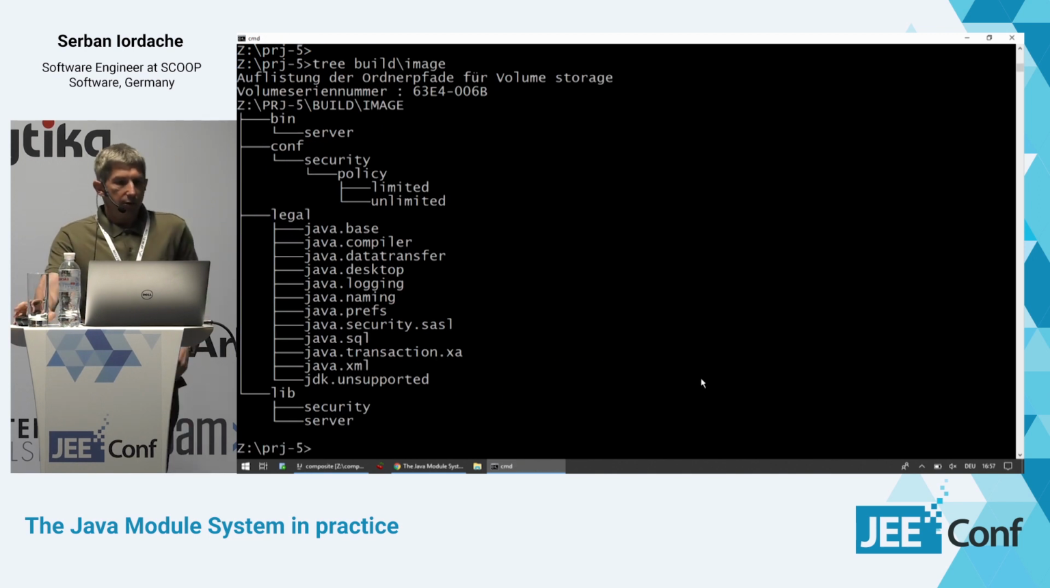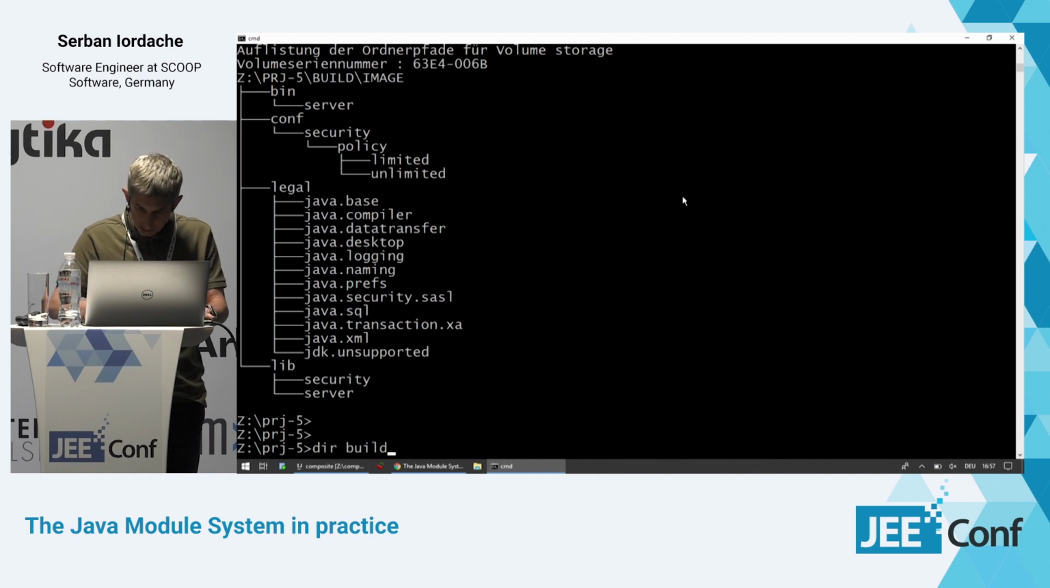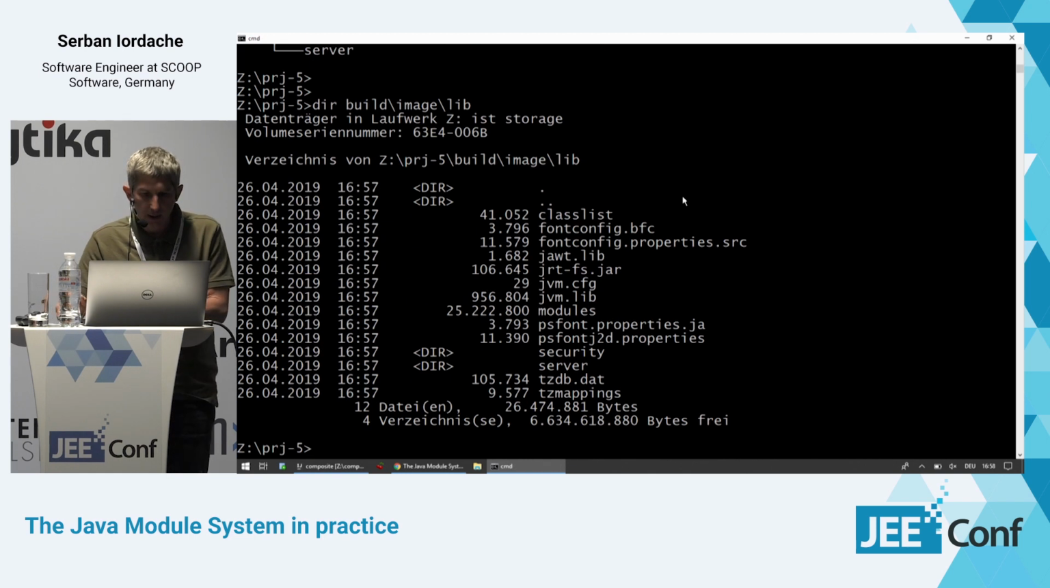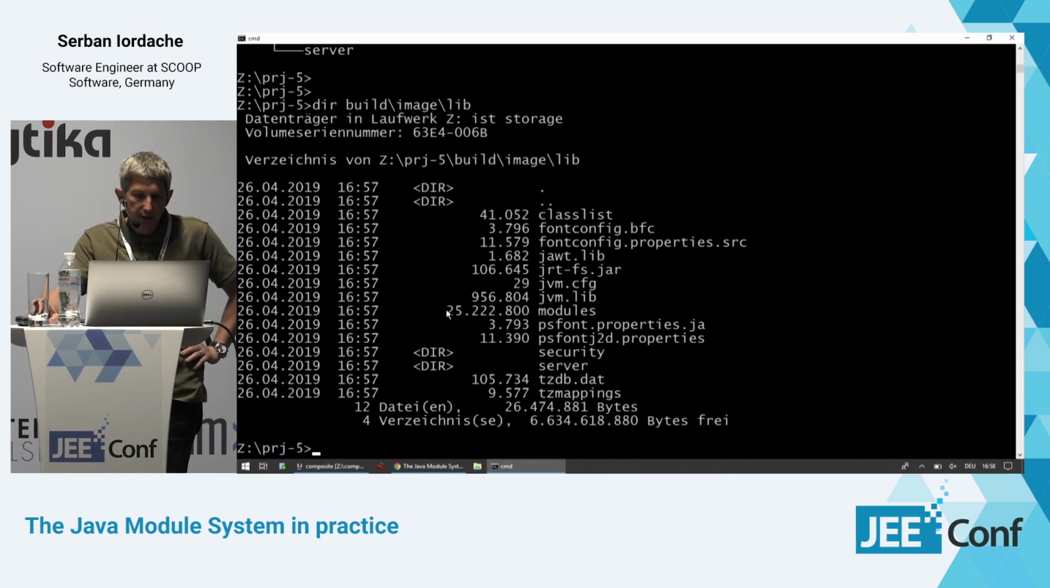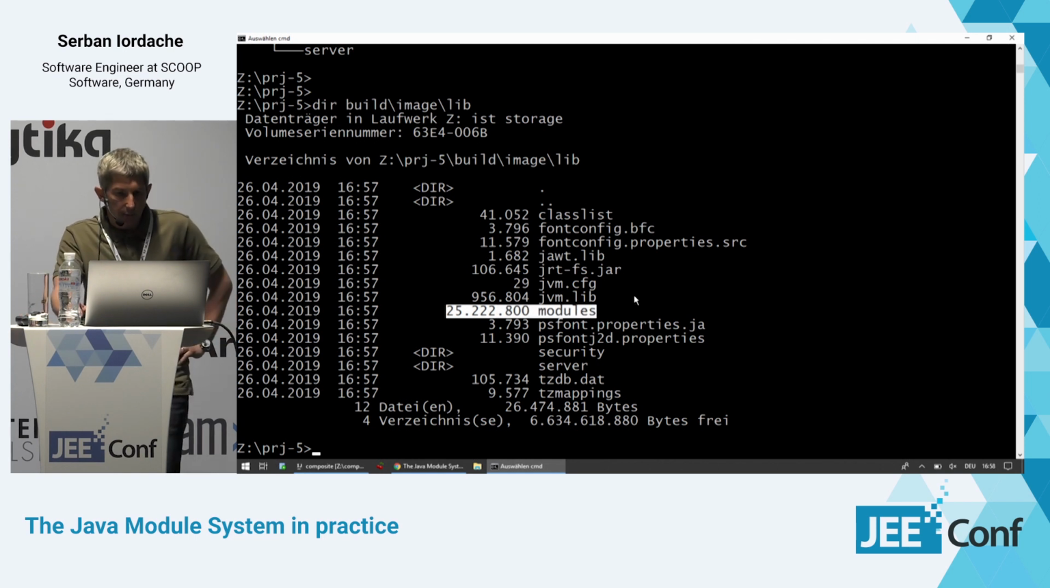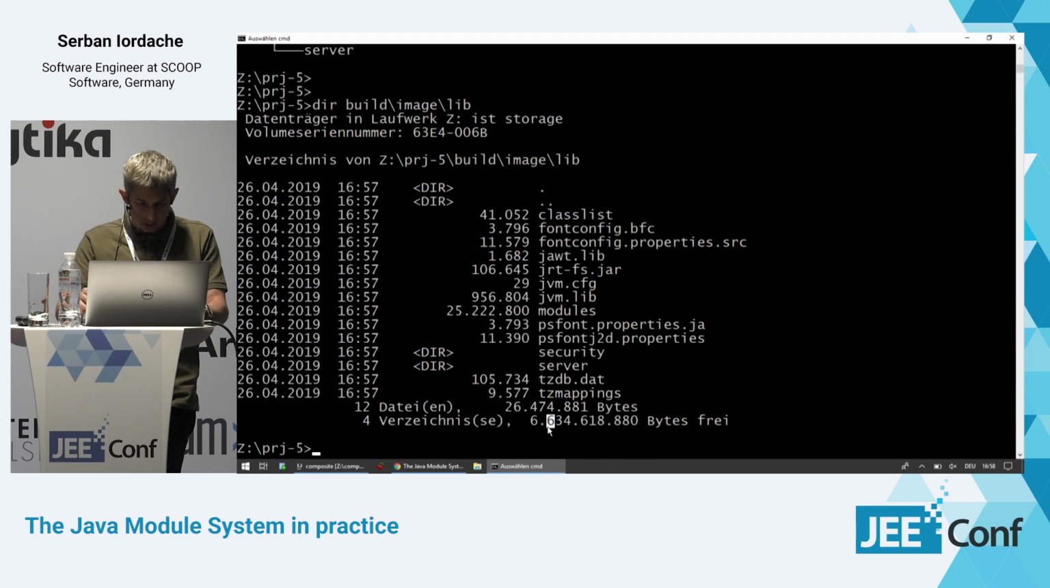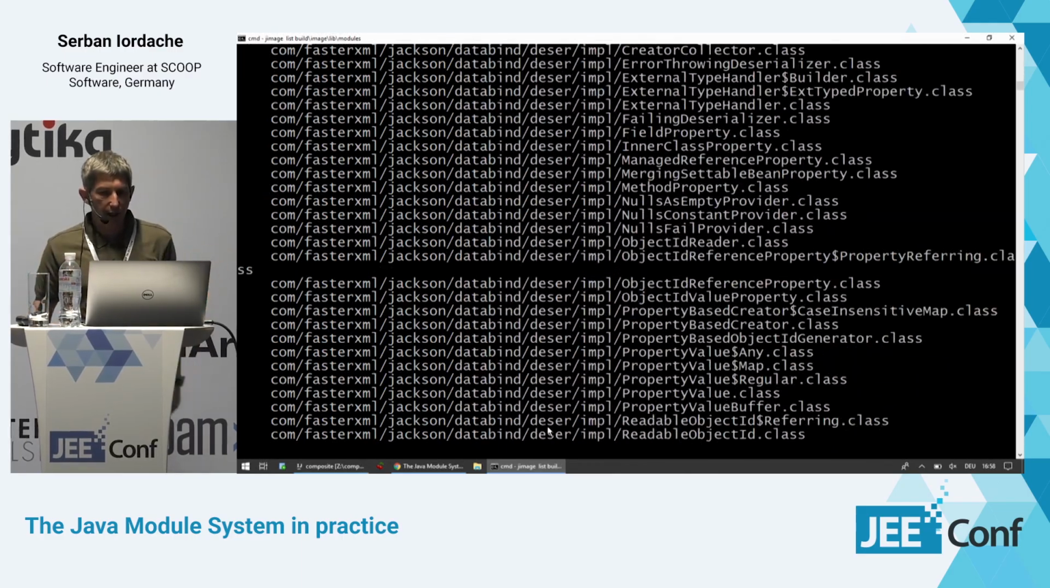Let's see what's here. We have several directories. We have a bin directory, a lib directory, and some other directory. Let's see what we have in the lib directory first. There are several files, but we see here there is a big file named modules. And this file contains all the classes needed by our application. We can see what this file contains using the jimage tool. So I will try to see what's in this file, and we see all the classes contained here.